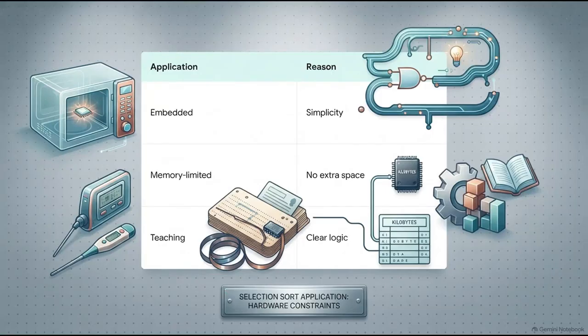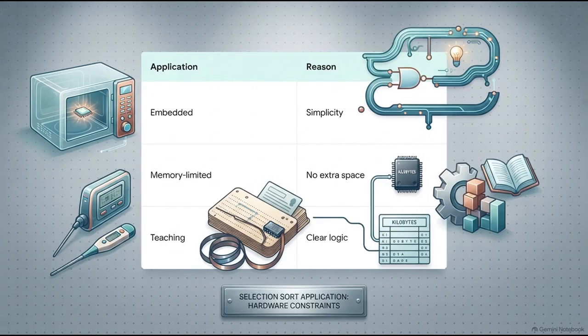Now, what's really interesting about this slide is seeing how physical hardware constraints actually dictate our software choices. Think about embedded systems for a second. We're talking about the tiny computer chip inside your microwave or a simple digital thermometer. In those devices, simplicity matters a whole lot more than blistering speed.